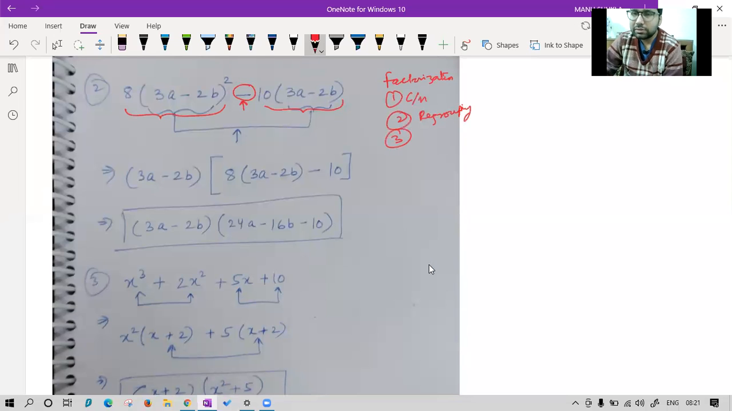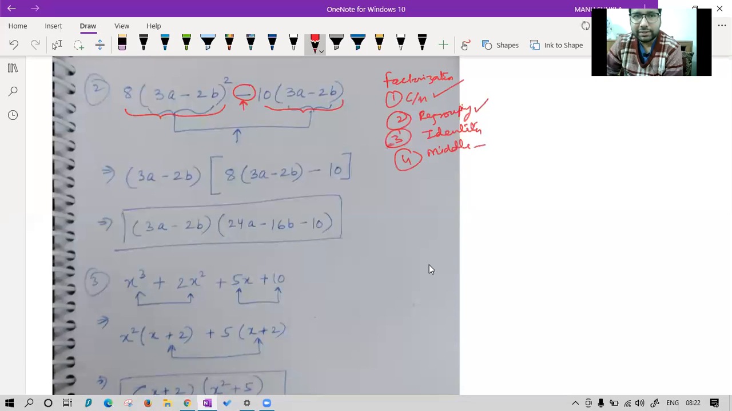What was the third method, class? In class 8 we have done that the first thing we should try is taking common. The second thing we should try is regrouping. Third is what? Class, do you remember? Yes, the third one is using identity. No, fourth is middle term splitting. Last we should go for middle term splitting. Okay, the third one is identity.